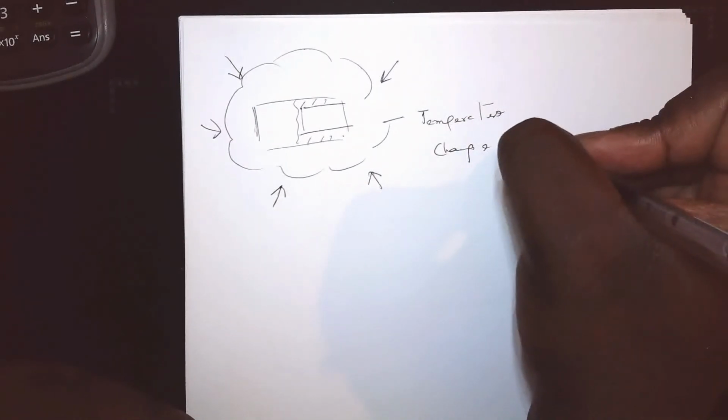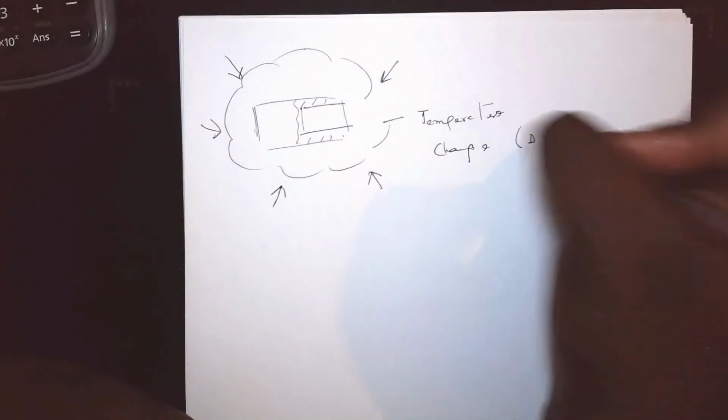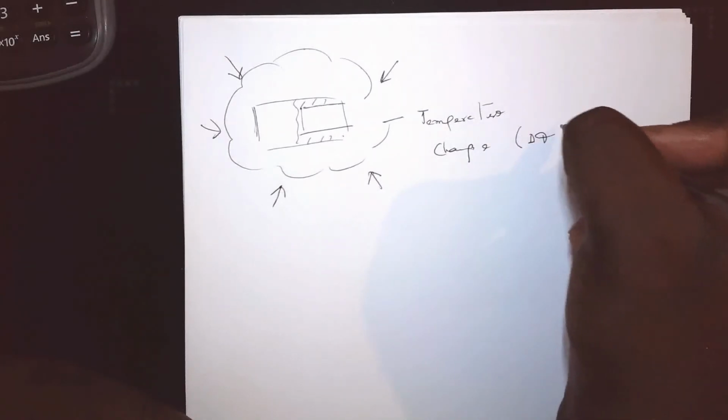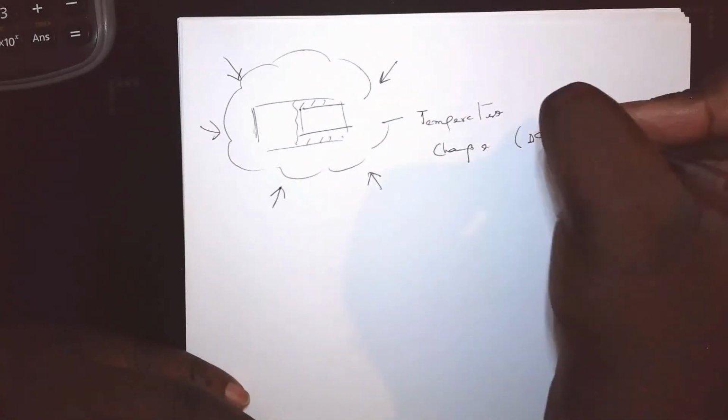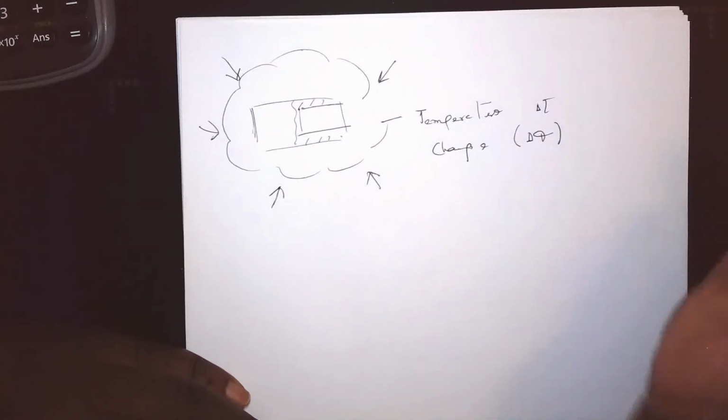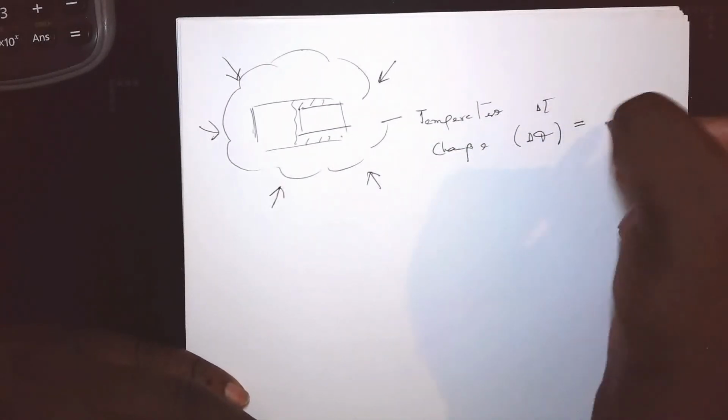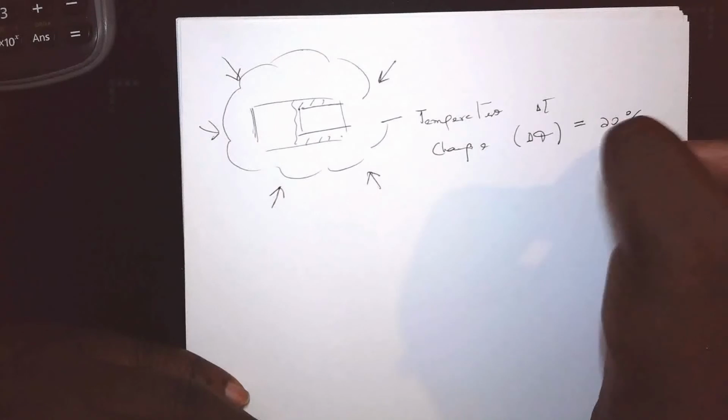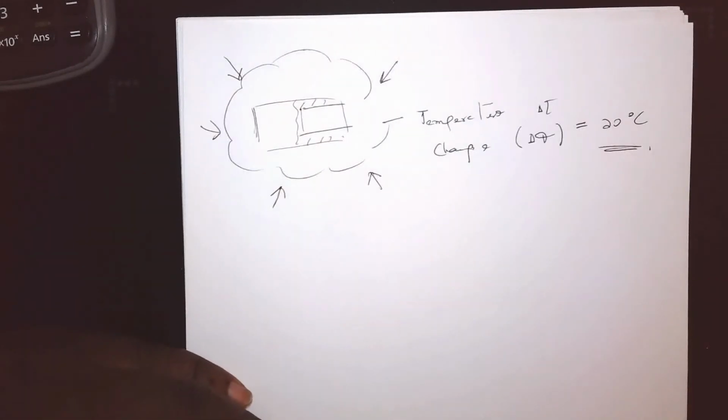In some books they'll say delta theta to represent that. I tend to use delta T, but it's up to you. And that's given as 20 degrees centigrade. We're being told to calculate the measure of the thermal stress.